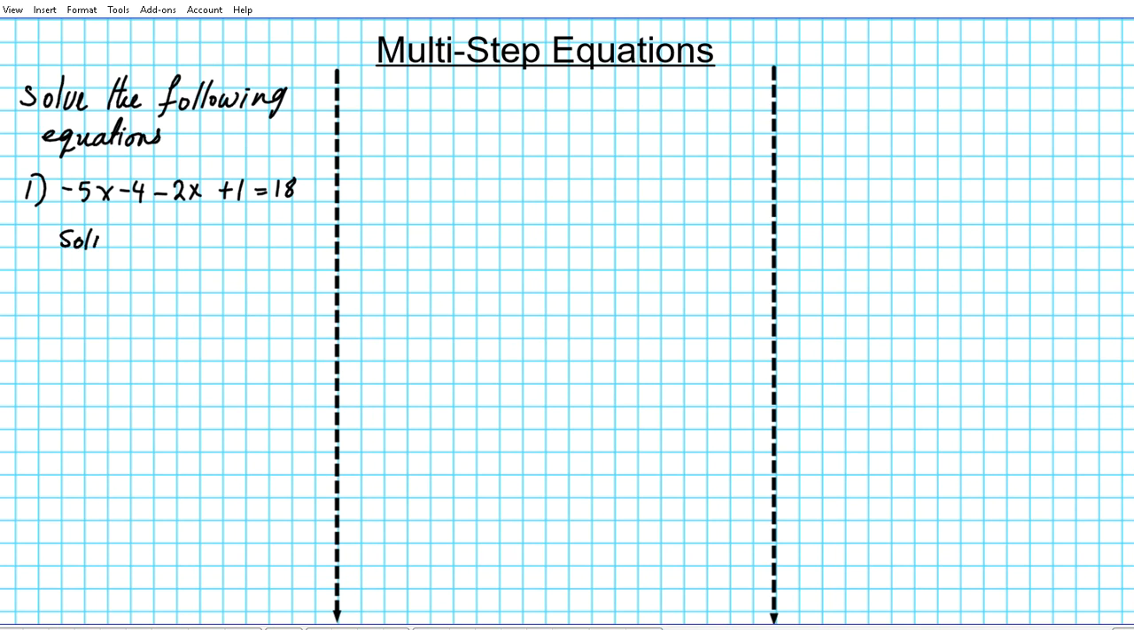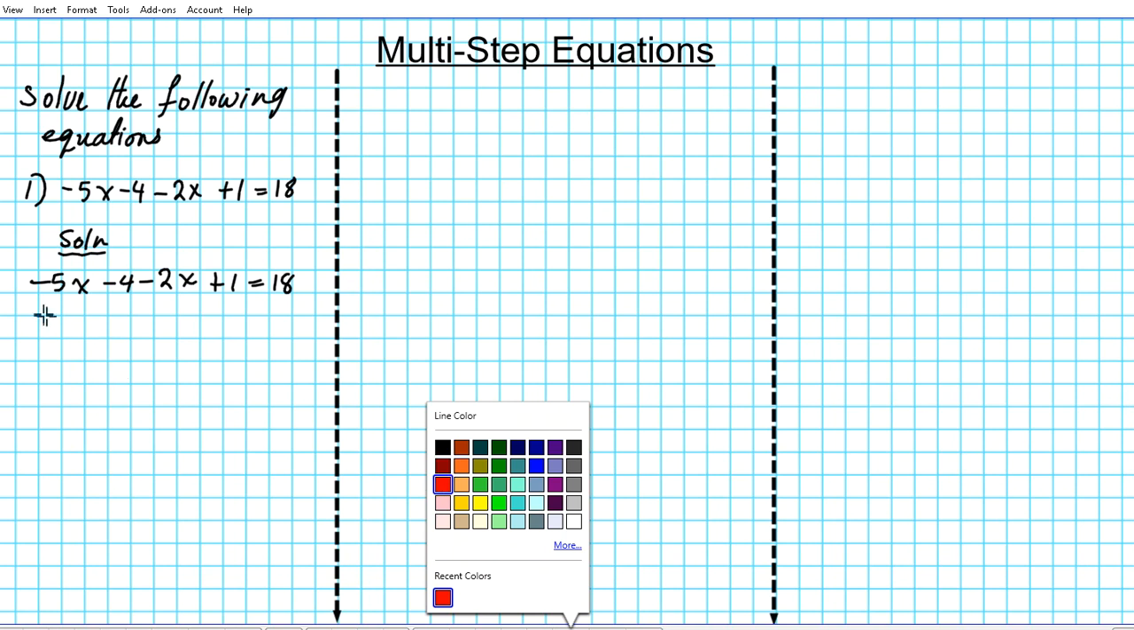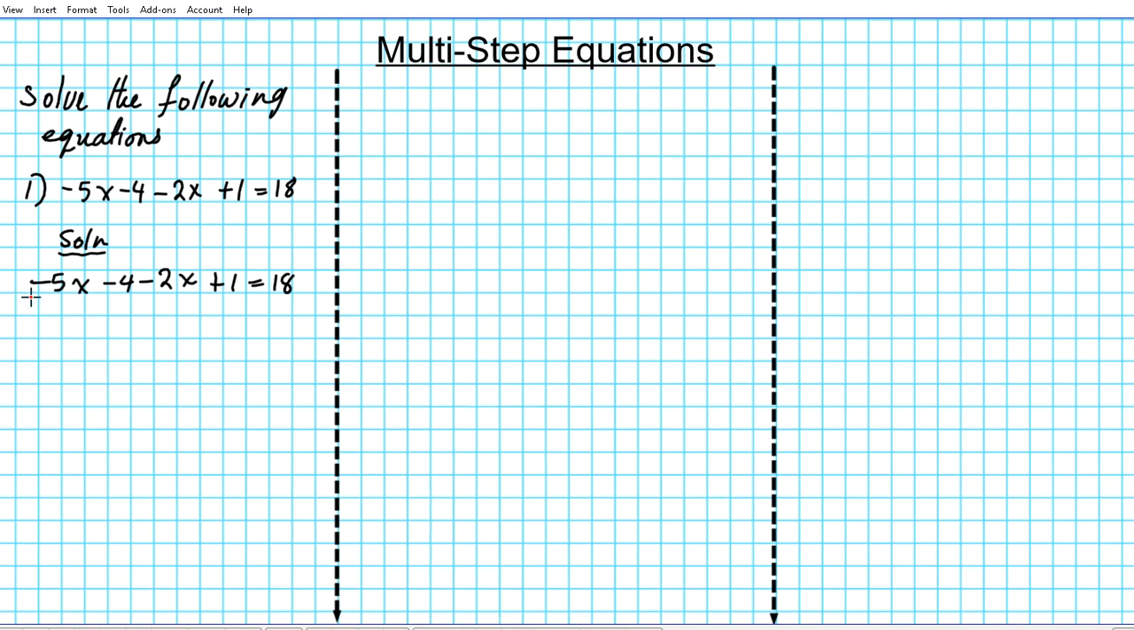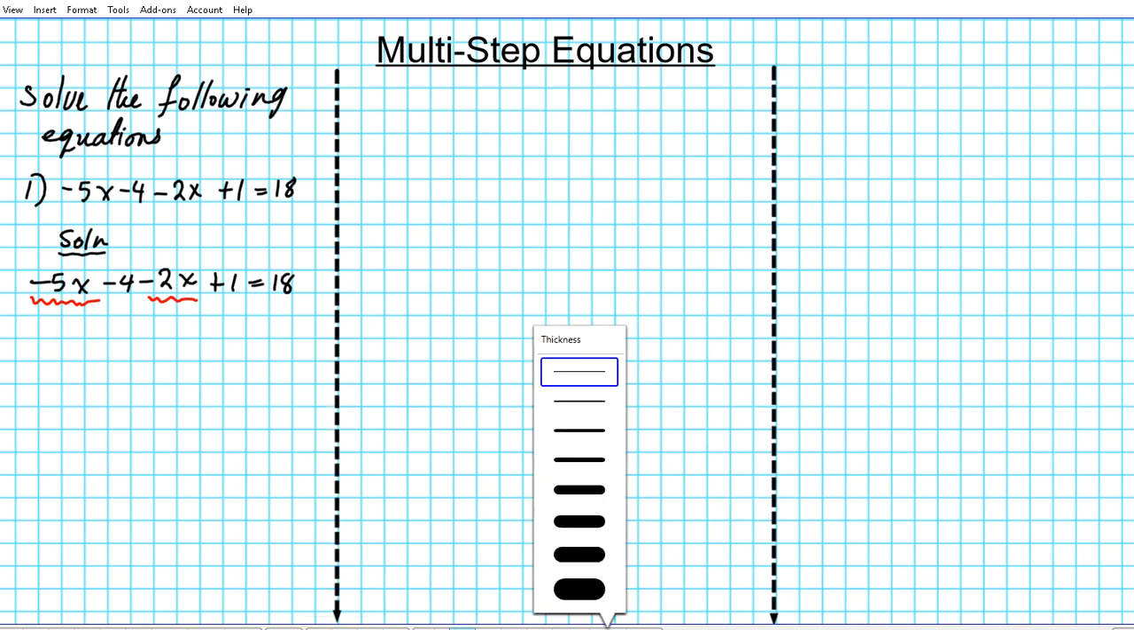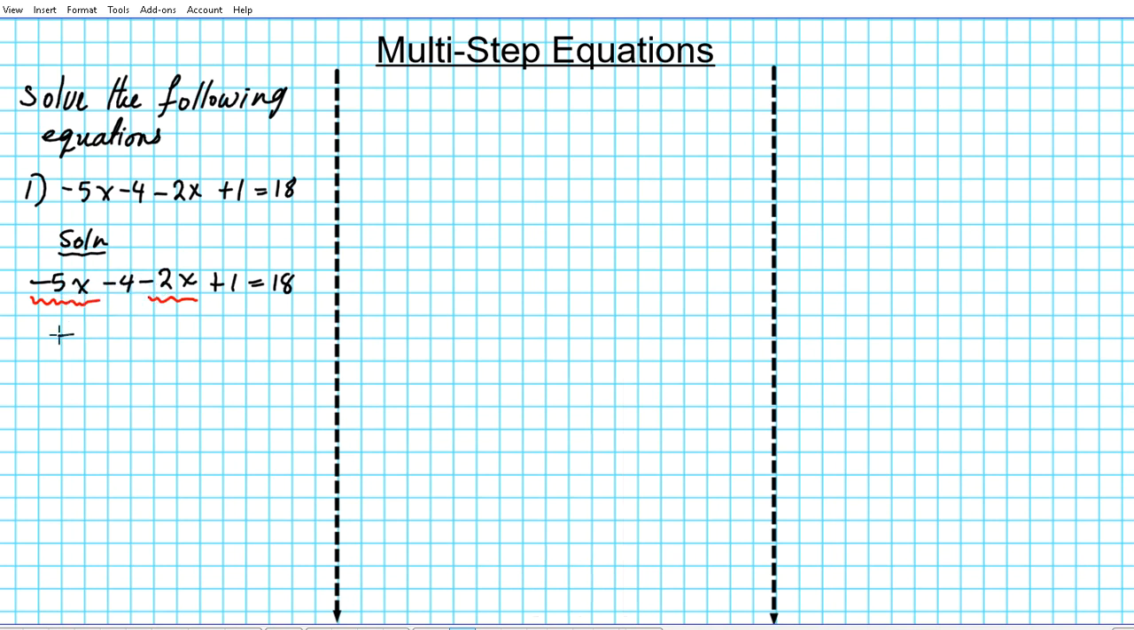Alright, let's do it. To solve this equation, we're going to start off by combining like terms, and then we're going to isolate x. So what are the like terms? The variable terms in this equation of the first degree. So negative 5x and negative 2x are considered like terms. We're going to combine those. Negative 5x minus 2x, the signs are the same, so you add and keep the sign. That gives you negative 7x.